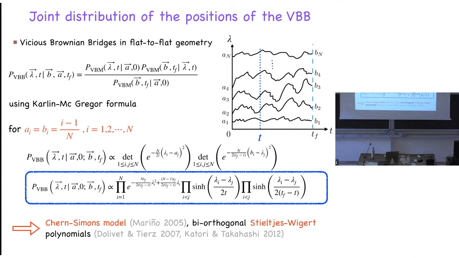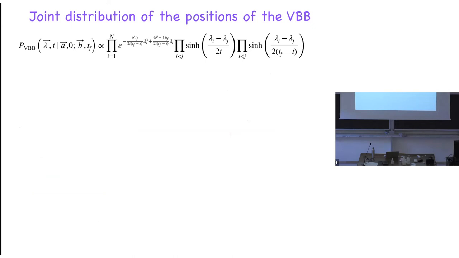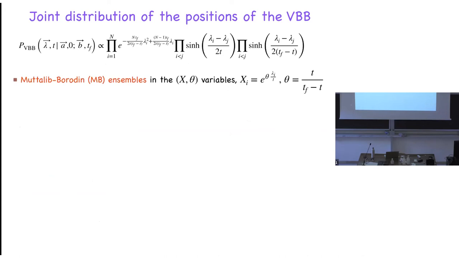So we have this bi-orthogonal structure, and in fact, we can also transform it in terms of what is known under the name of the Muttalib-Borodin ensemble in RMT. To do that, you have to perform this change of variable, which will turn out to be quite useful for us.